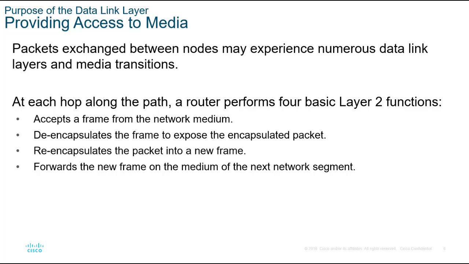Every router hop along the path performs layer 2 functions. The router accepts a layer 2 frame from whatever media type is used on the incoming interface, then de-encapsulates the frame to reveal the inner packet, re-encapsulates the packet into a new frame that is appropriate to whatever media is in use by the outgoing interface, and forwards the frame to the next hop in the path.